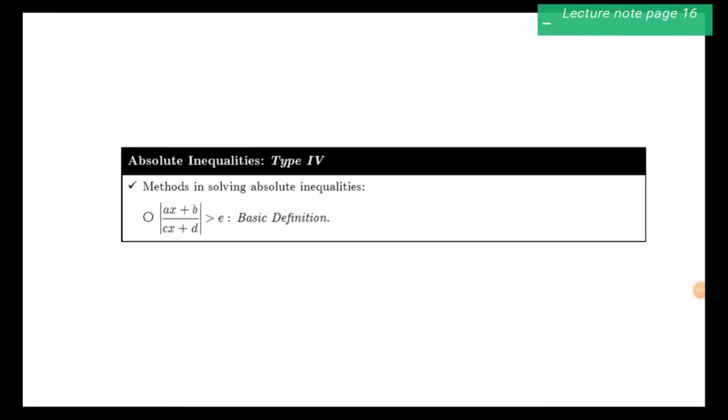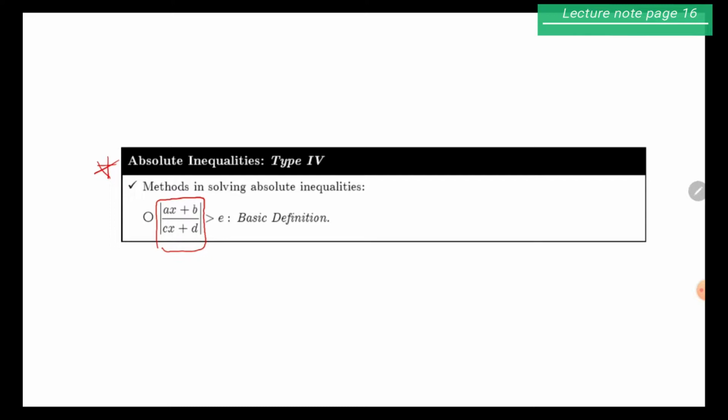We're going to discuss type 4 of our absolute inequalities. You may refer to your lecture notes on page 16. We have covered 3 types of absolute inequalities in our previous videos. So now, this is the type of absolute fractions that we can see in our inequalities.